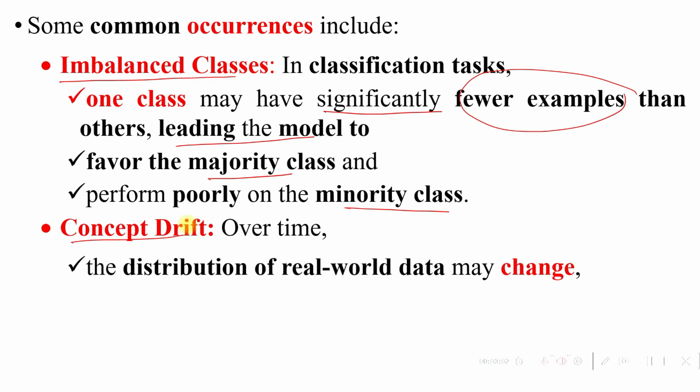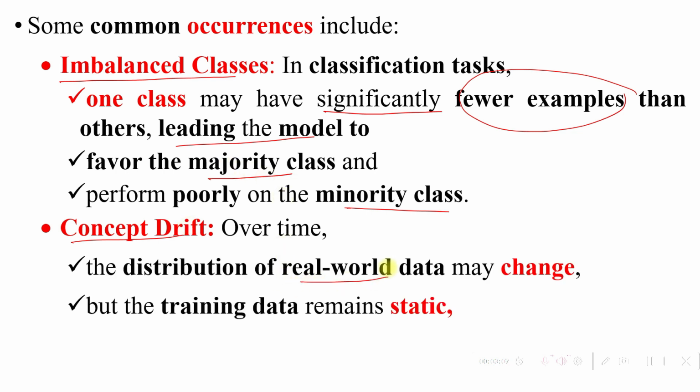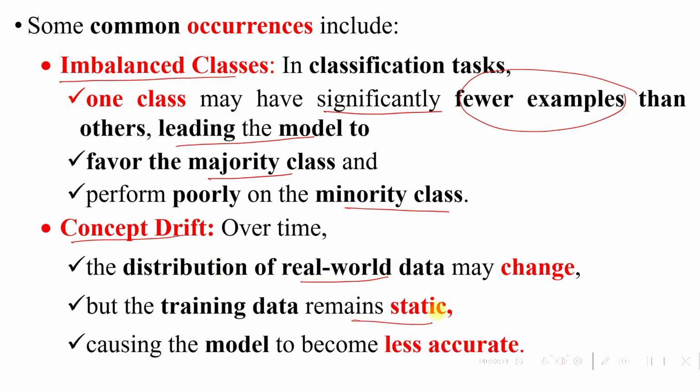And concept drift. Over time, the distribution of real-world data may change, but the training data remains static. It causes the model to become less accurate.